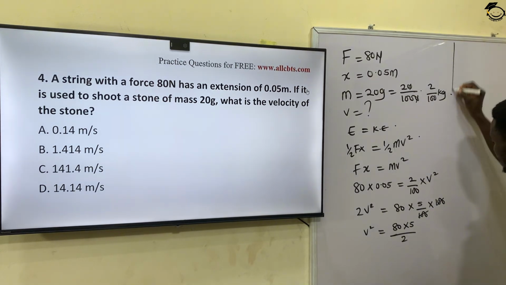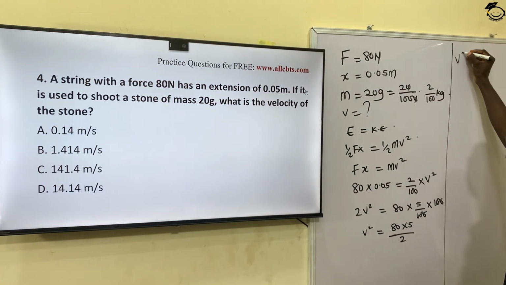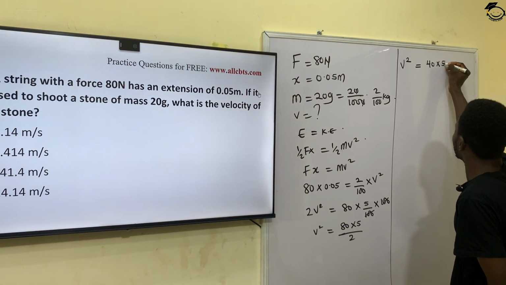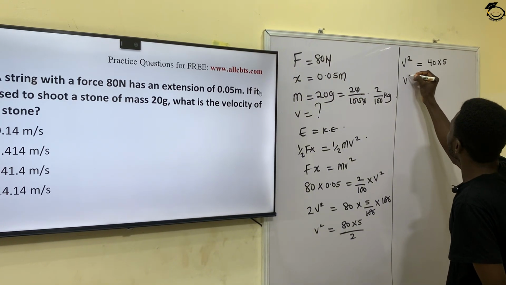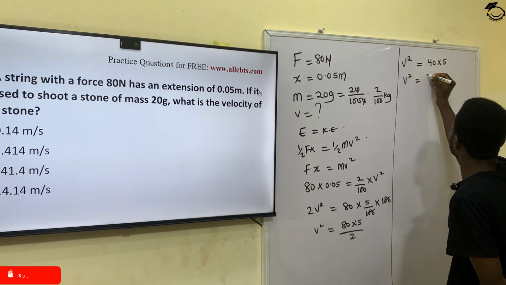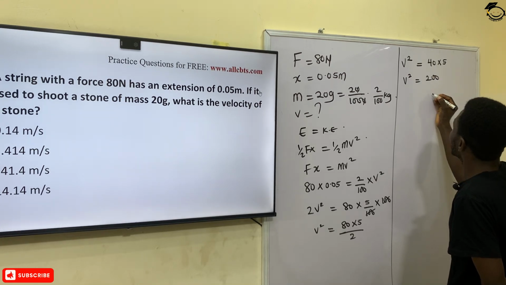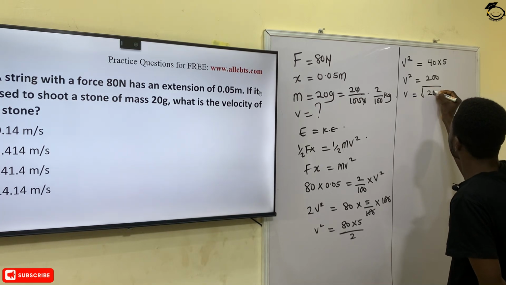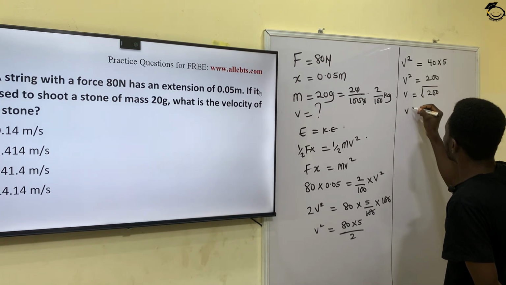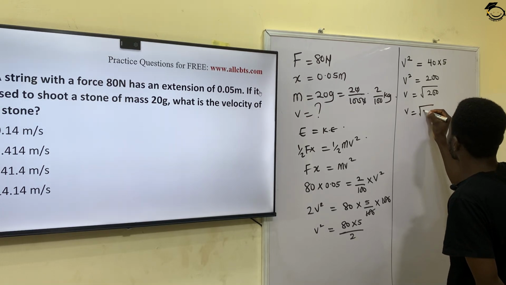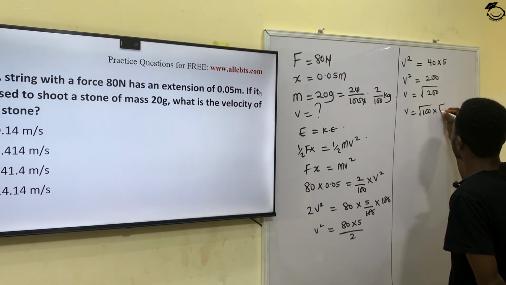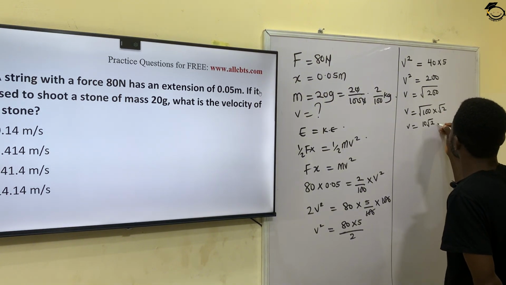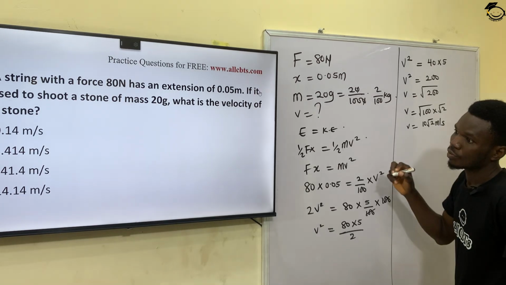And that would mean that my v squared is equal to 40 times 5. And that would mean that my v squared is equal to 200. So I'll find the square root. It means that my v is equal to the square root of 200, which is the same thing as saying that my v is equal to the square root of 100 times the square root of 2. And that would mean that my v is equal to 10√2 meter per second.